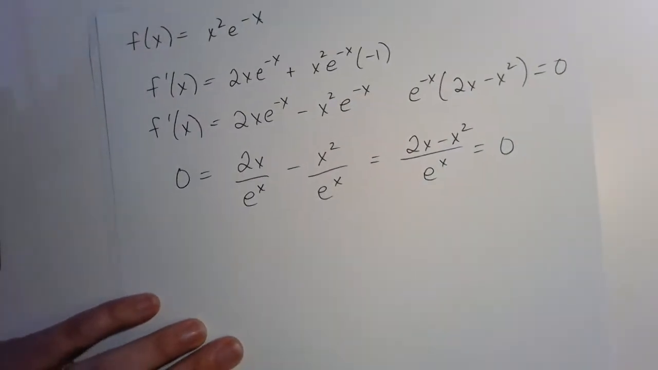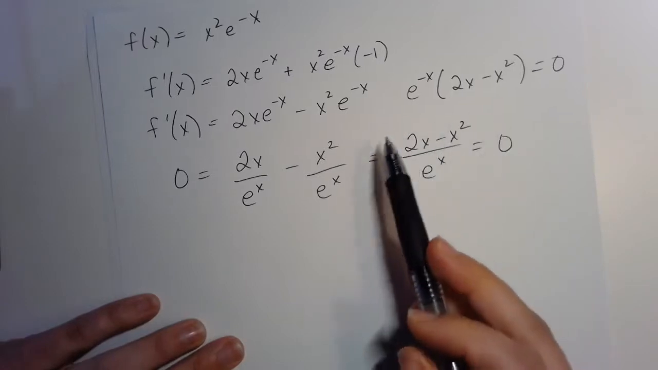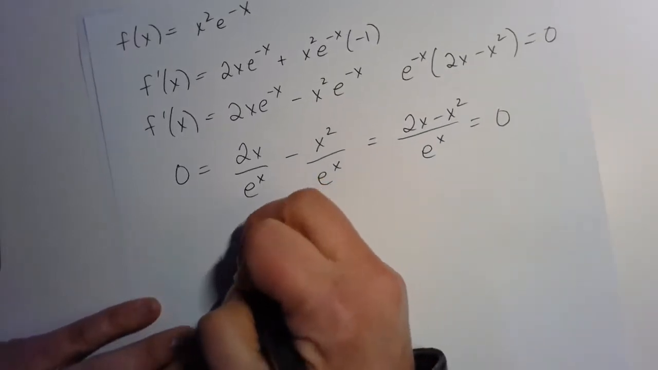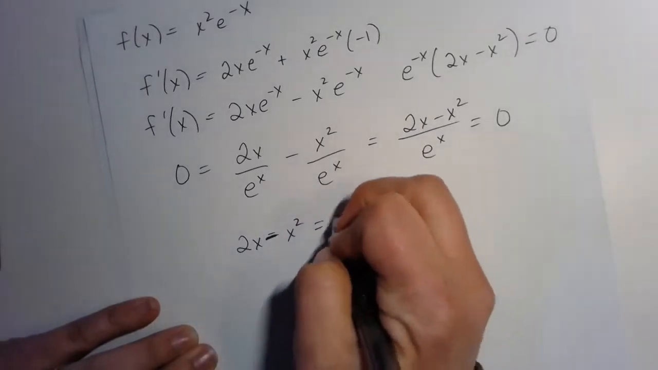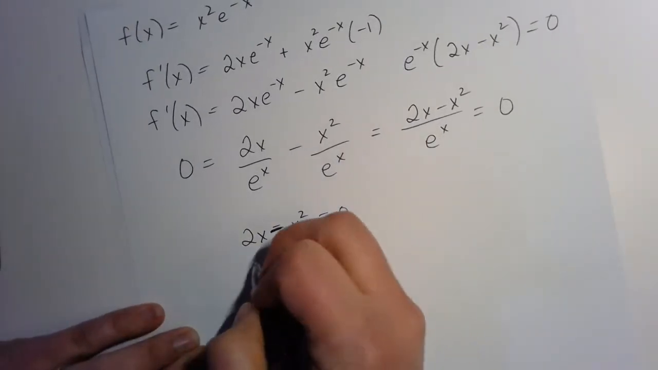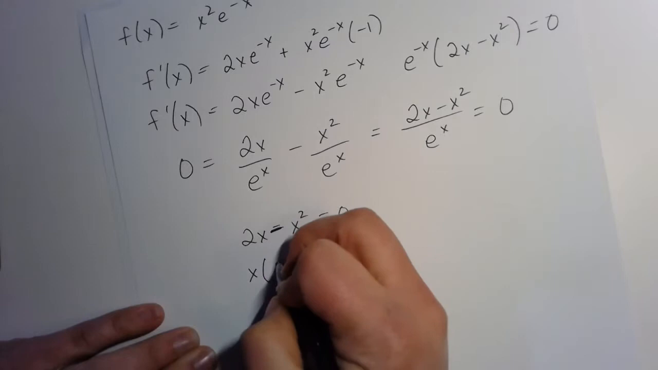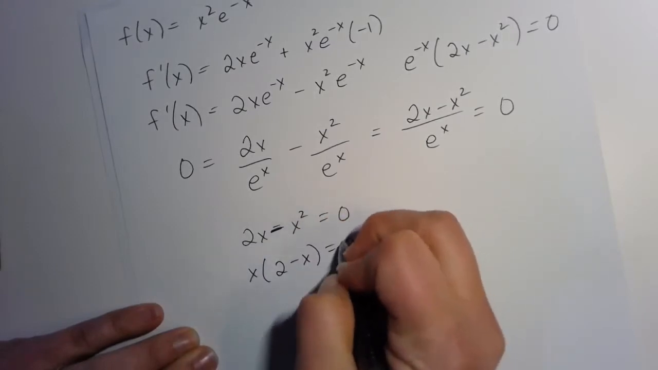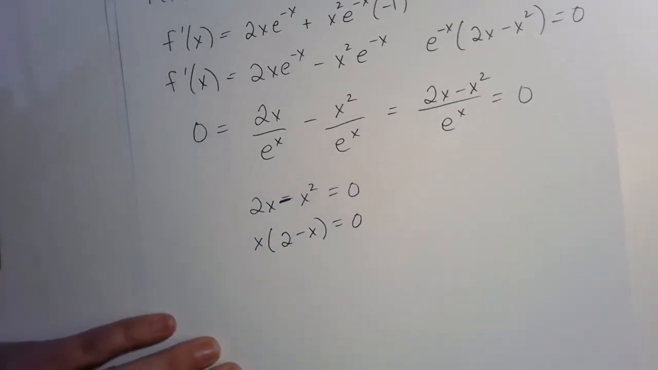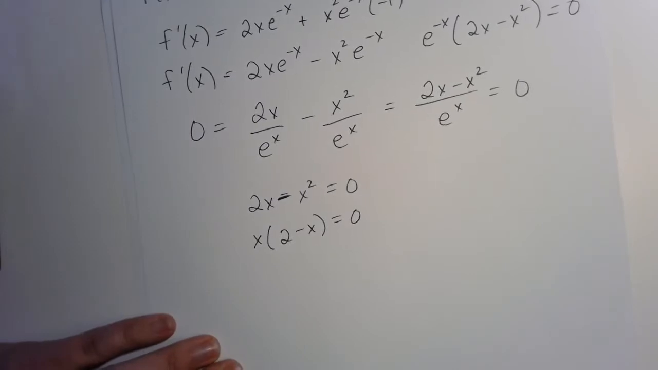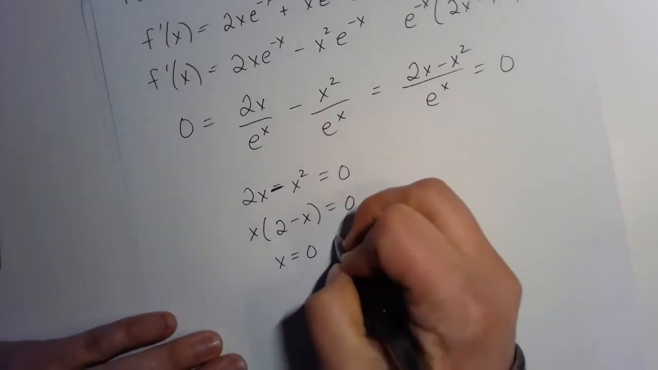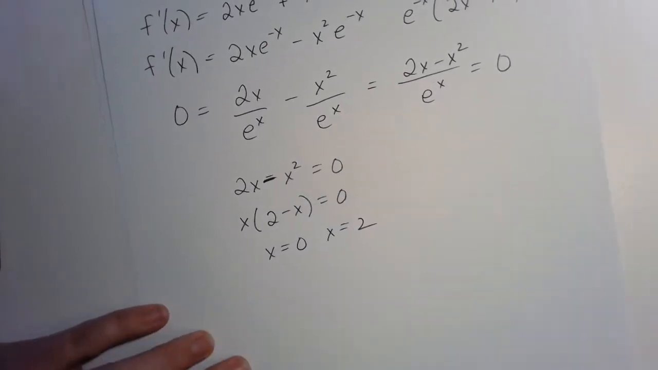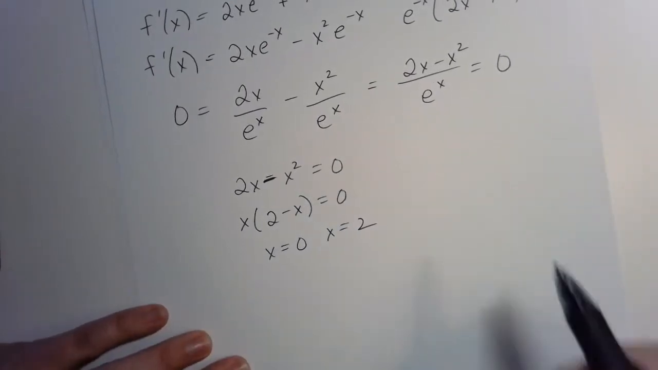But now I know my critical numbers come from where my derivative is 0, so that would be where my numerator is equal to 0. Oops, I forgot the minus: 2x minus x squared equals 0. And I'm going to factor out the x, so I get x times 2 minus x equals 0. Do not think about adding that x squared and dividing. That is very bad. Just a reminder. So now I get x equals 0, and I get x equals 2 as my critical numbers that are 0.